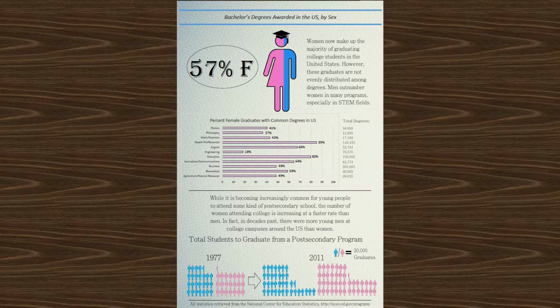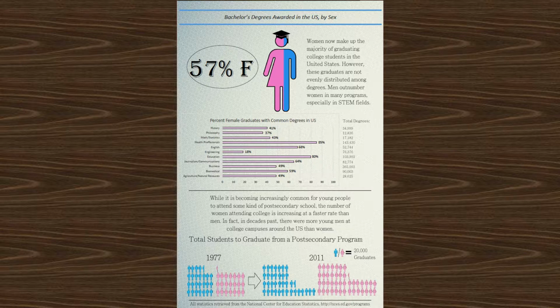Then the viewer will scan through the various words and down to the bottom figure. This figure attempts to convey information quickly using the principles of scale. It shows groups of figures to signify the number of graduates from college in 1977 and 2011 instead of words to make it more visually appealing.